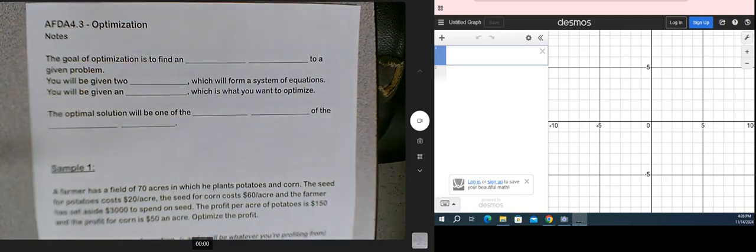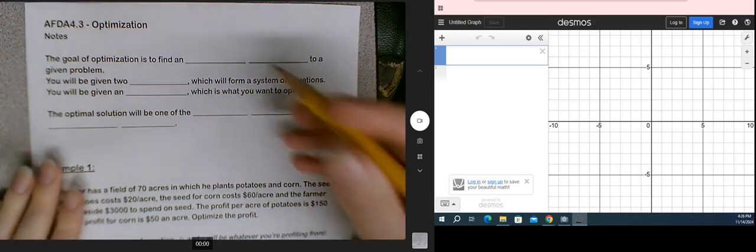So we're going to talk about optimization. Now optimization is a pretty hefty topic, which is why I spent 2 days on it. In order to do this correctly, you're going to want a pencil or pen and a highlighter. I had a pen, but I'm going to swap it out for a pencil just so that I can erase any mistakes if I make them.